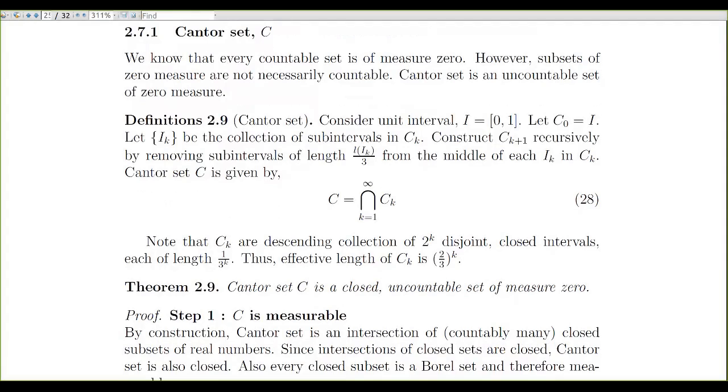When we divide these intervals into thirds, we get intervals of length 1/9, or 1/3 squared. So Ck contains intervals of length 1/3 raised to k, and we also know that there are 2 raised to k intervals. These intervals are disjoint, therefore the total length is 2^k/3^k, or (2/3)^k. Now we are coming to the proof.